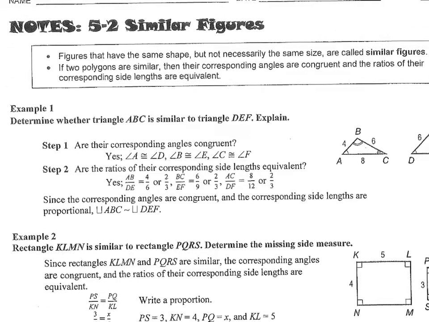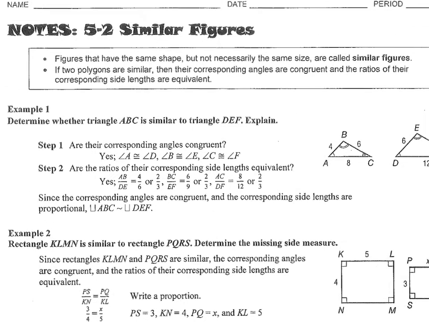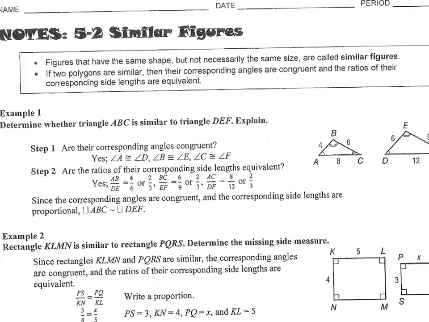So similar figures are figures that have the same shape, but not necessarily the same size. Those are called similar figures, and you'll see a little symbol that represents that, and it looks like this. If two polygons are similar, then their corresponding angles are congruent, which means same shape, and the ratios of their corresponding side lengths are equivalent, equal.